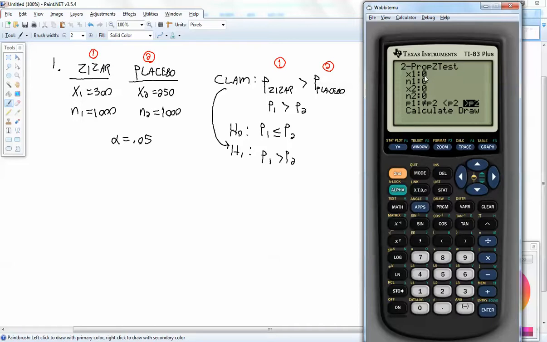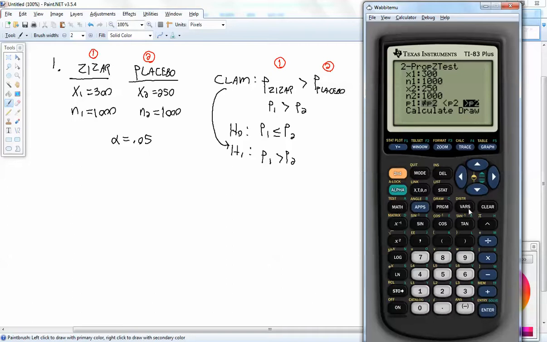Now the x1 we said was 300. N1 is 1,000. X2 is 250. N2 is 1,000.